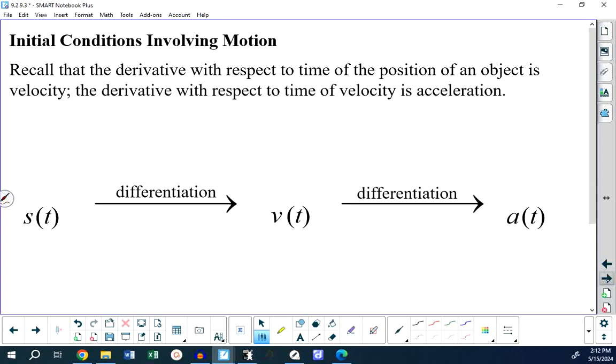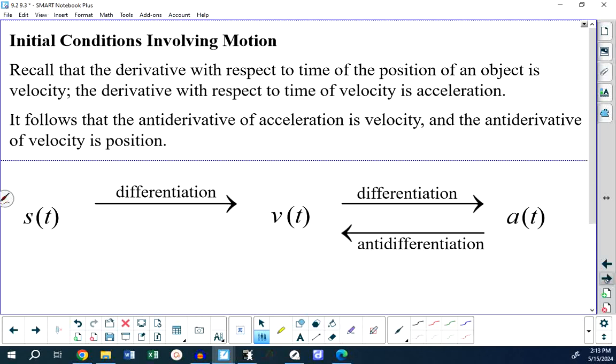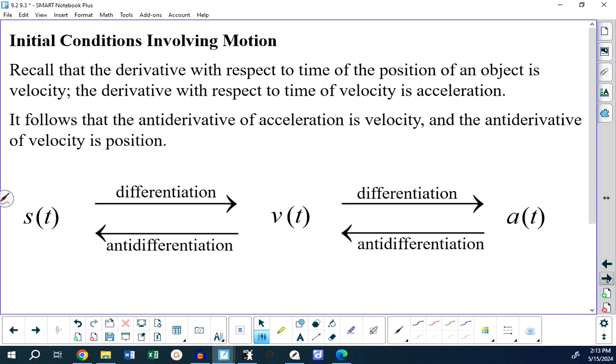This is exactly the same thing that we were talking about a couple days ago, except now, instead of just saying maybe capital F of x, and F prime of x, we're talking about specific functions that mean something in the world. It follows that the antiderivative of acceleration is velocity, and the antiderivative of velocity will give you position.